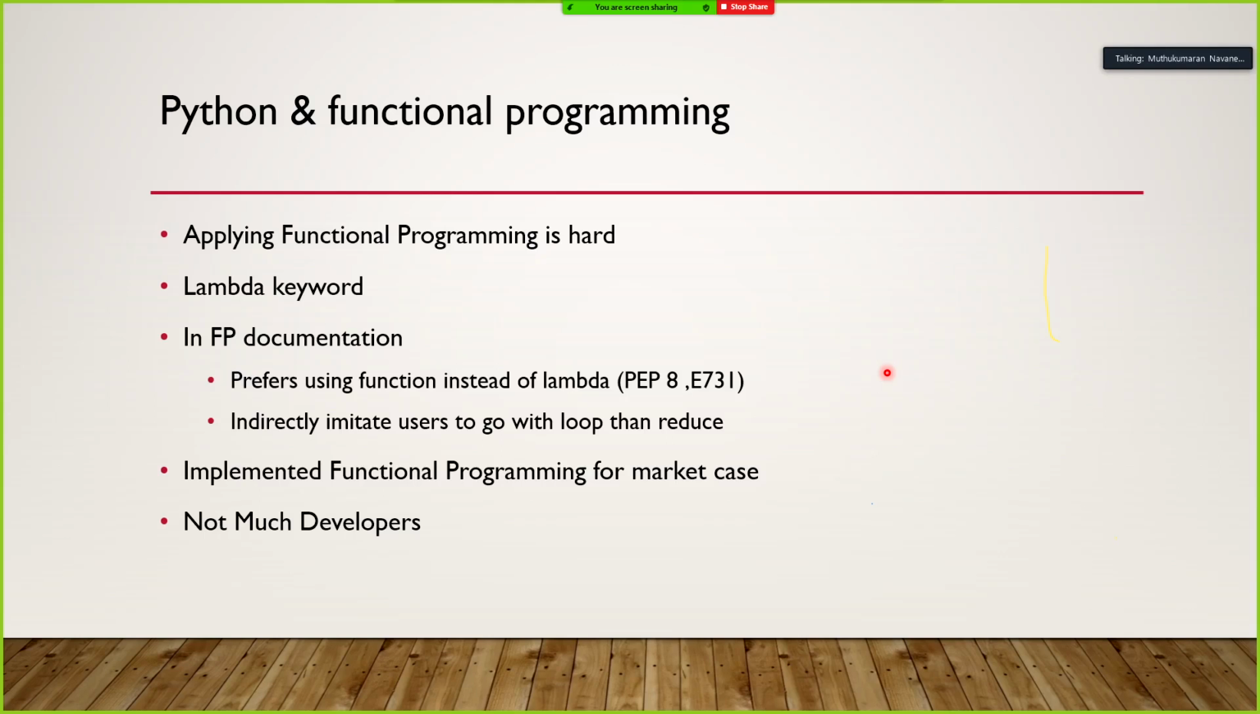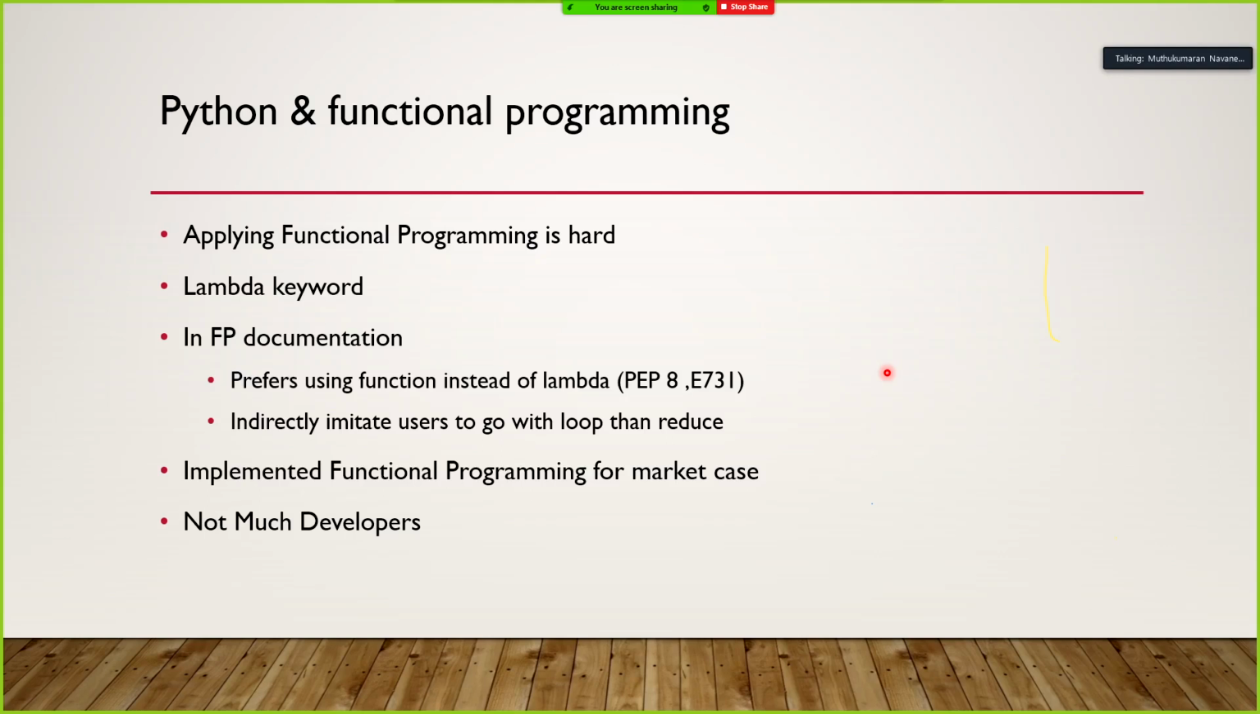Okay, so Python and functional programming. Applying functional programming is very hard, and that is the main reason actually. You can start thinking in that aspect, but very soon you will find, okay, why have I done something wrong, why do I have so much code, why couldn't I find anything else? There is a possibility you might get it. If you are good enough, you can crack it, that's a different case. And then the lambda keyword.